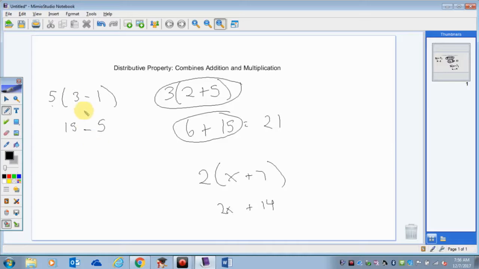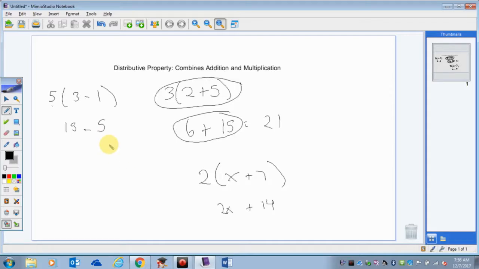Tomorrow we'll go the other way. We'll take basic addition and subtraction problems and put them into a distributive property style equation, and that's called factoring. But we're not doing that today. Right now we're just taking one that's set up as distributive property and writing it in the long form. And if it asks you to solve, then you can obviously solve.